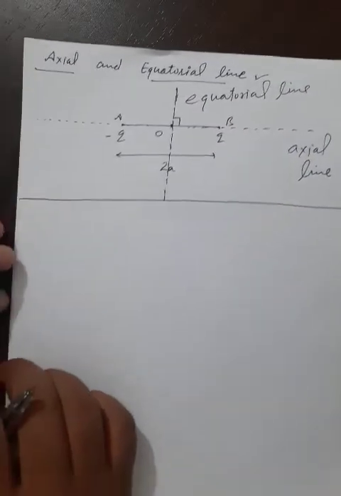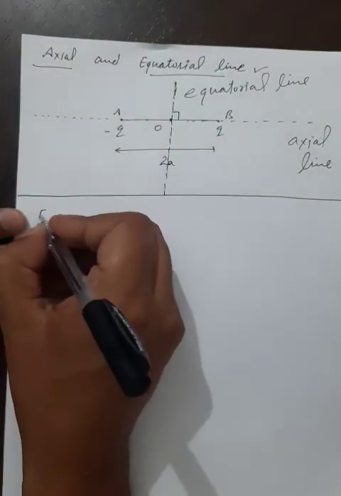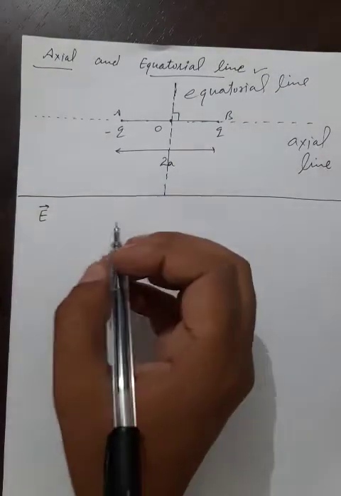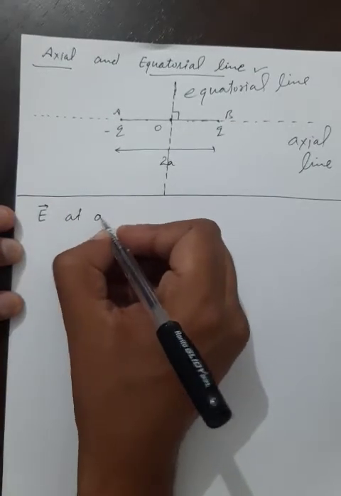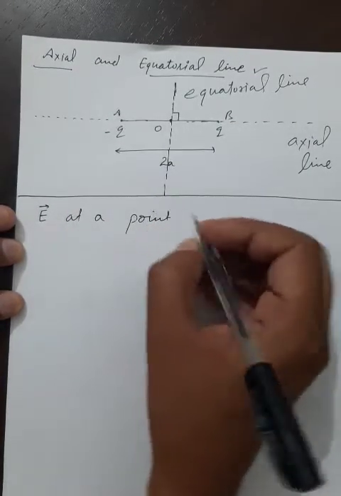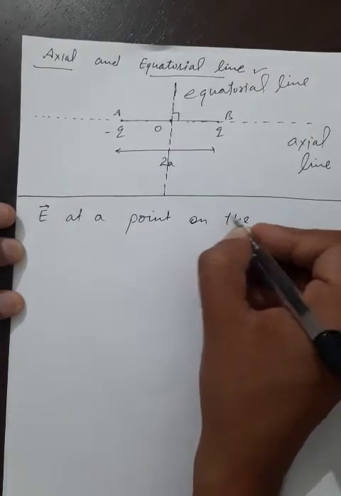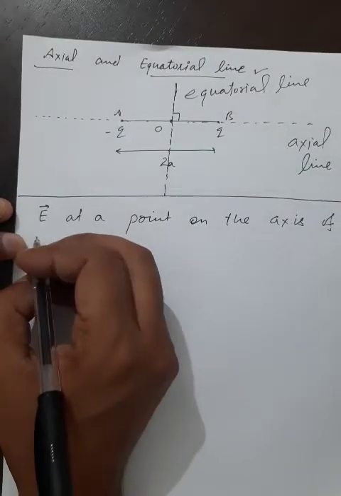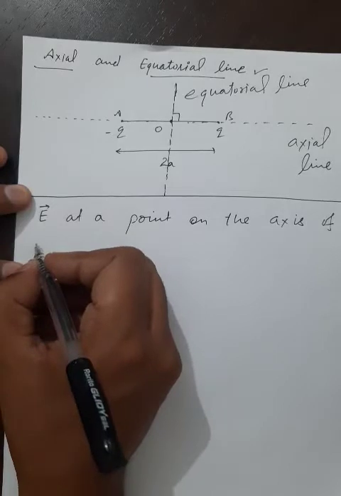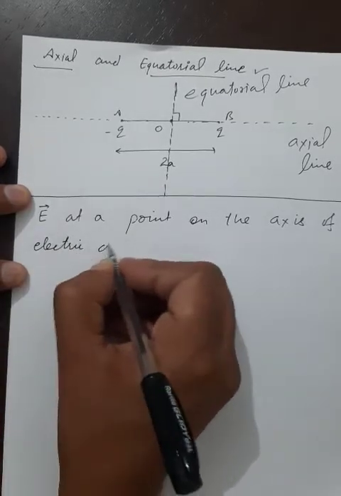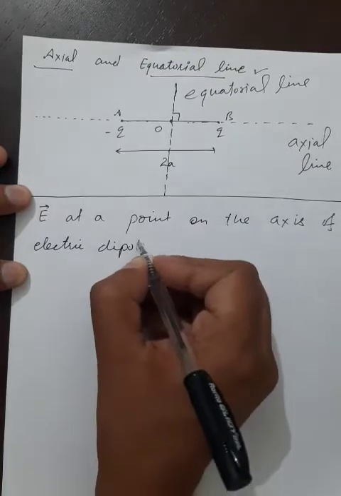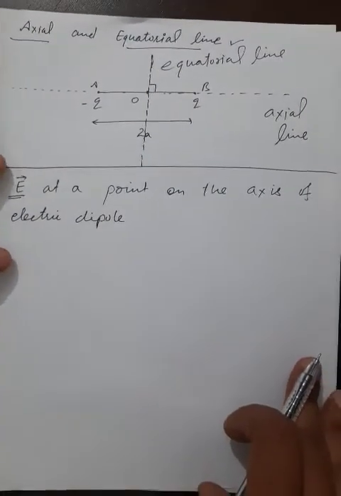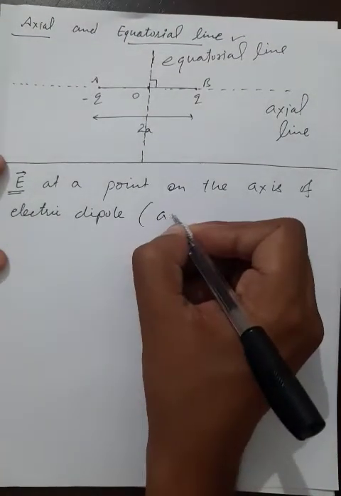So our next article is electric field intensity, that is E vector, at a point on the axis of an electric dipole. E vector means electric field intensity at a point on the axis of an electric dipole, or on the axial line.